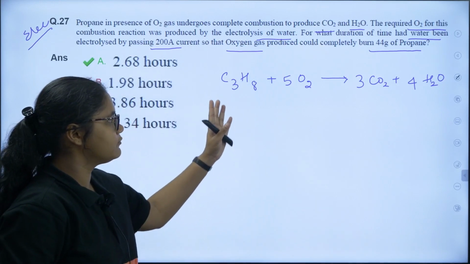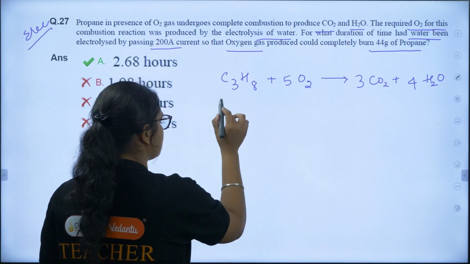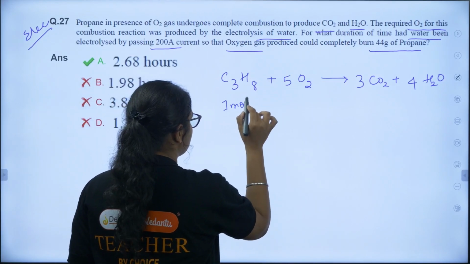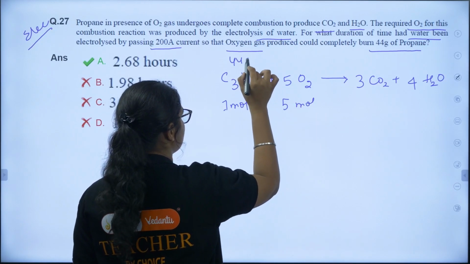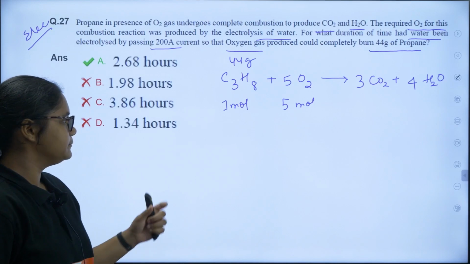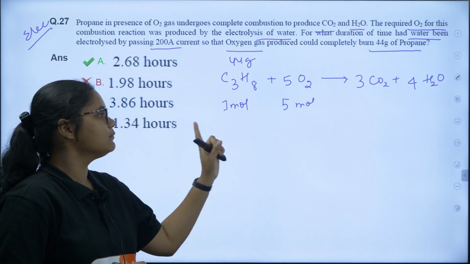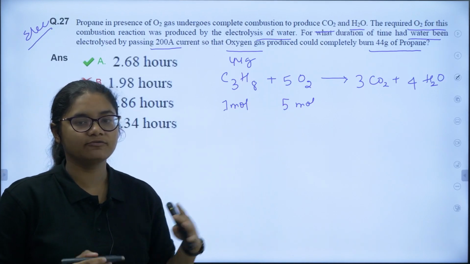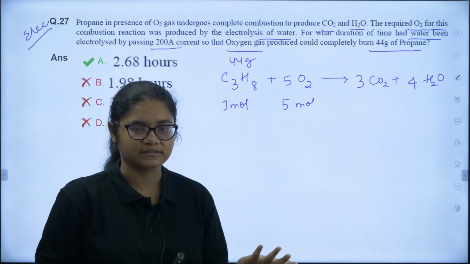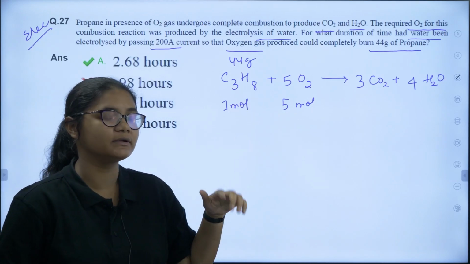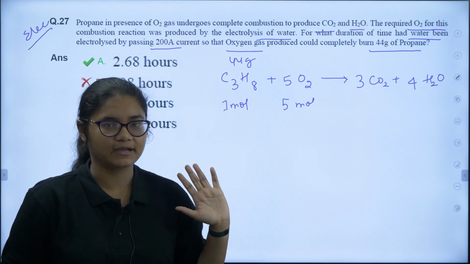Now propane is 44 gram. We have also taken 44 gram. That means this is 1 mole, right? 1 mole, and this is 5 mole. 44 gram is 1 mole of propane. So I can say that for 1 mole of propane, 5 moles of oxygen is required. Now the question asked is, to produce these 5 moles of oxygen, how much time we have to pass the current, right?